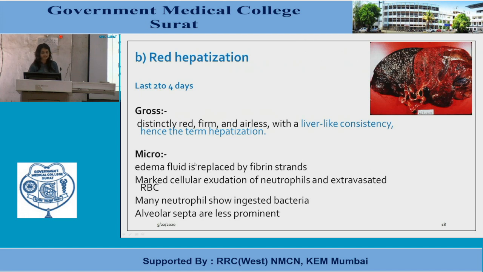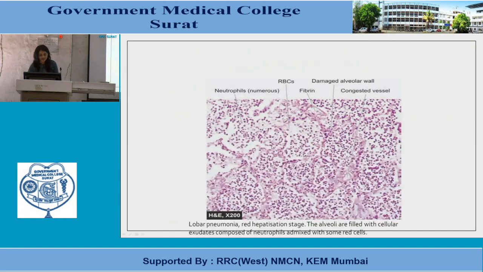On histological examination, the edema fluid is now replaced by fibrin strands. There is a marked cellular exudation of neutrophils and RBCs. Now these neutrophils will engulf the ingested bacteria, and the septa will be less prominent. This photograph shows the stage of red hepatization, in which we can see the alveoli are filled with a cellular exudate mainly composed of neutrophils and some RBCs.